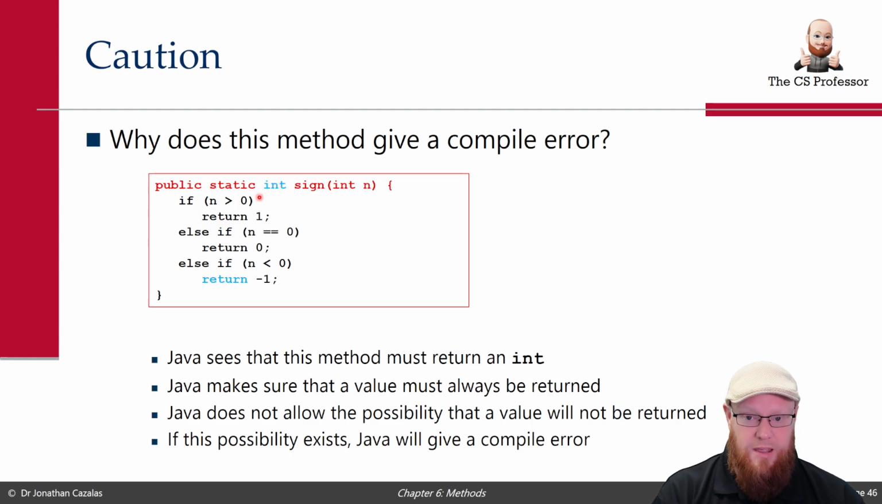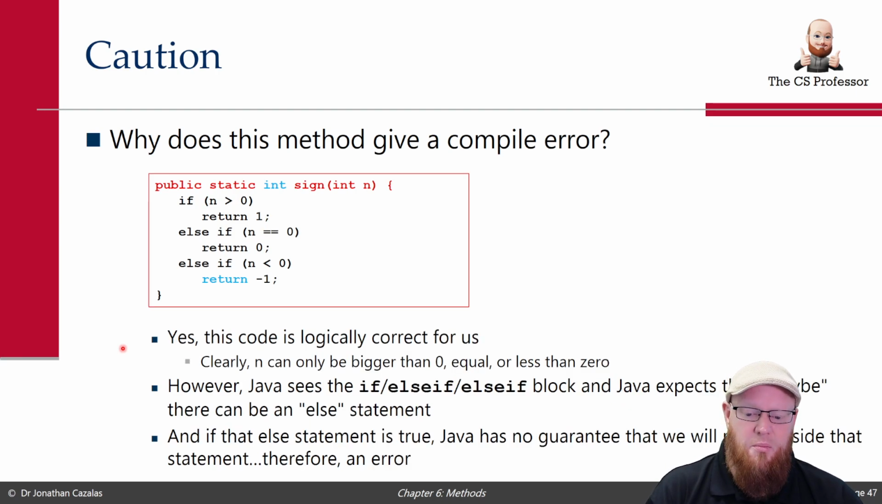So this is a contract, and Java's expecting that if it's saying we're going to return an integer, well, dang it, it better return an int. Java doesn't understand the logic here. When Java looks at this, it doesn't know that we're checking for positive, for 0, or for negative. It just knows that we have to return an integer. And it's going to give an error because Java sees that there may be the possibility that you're not covering all of your bases.